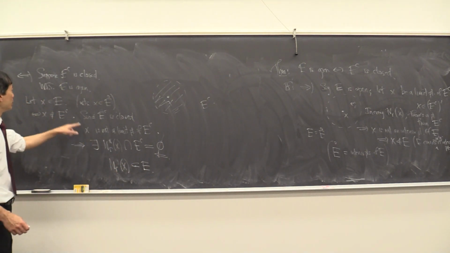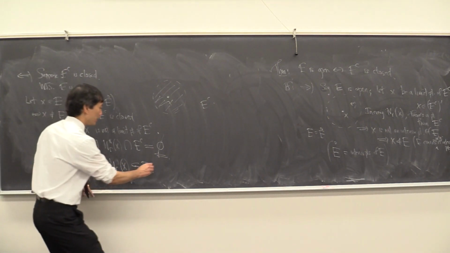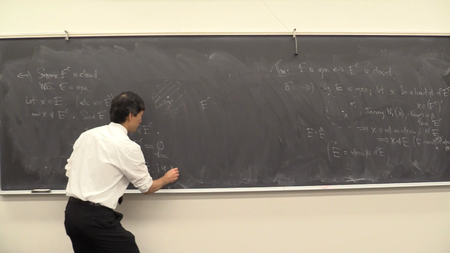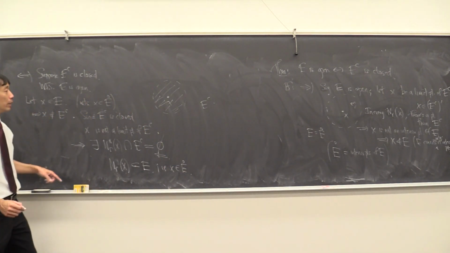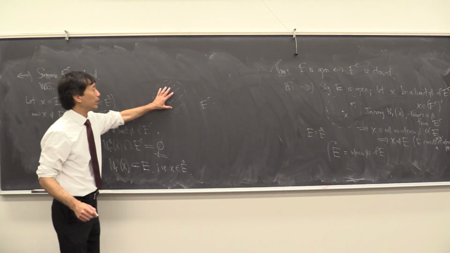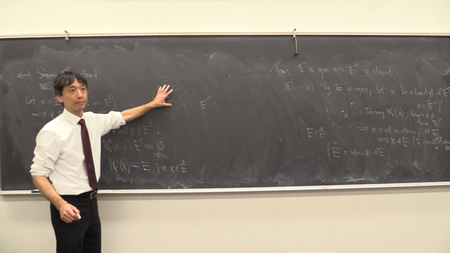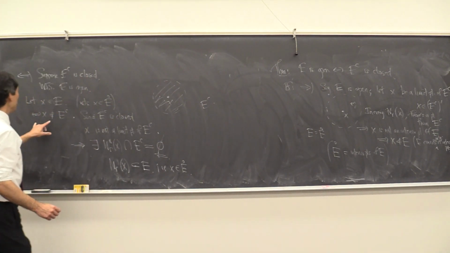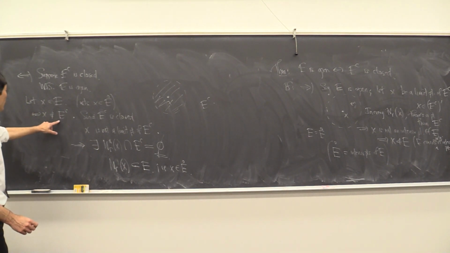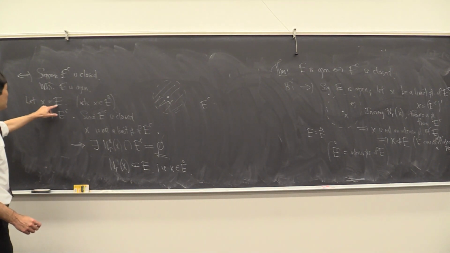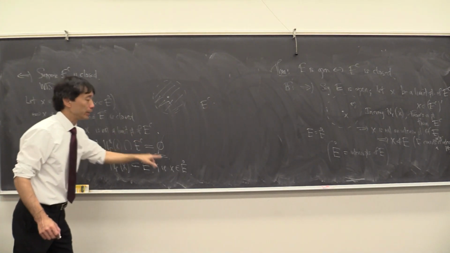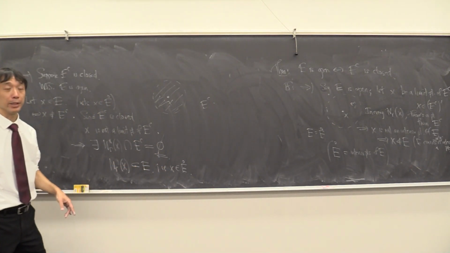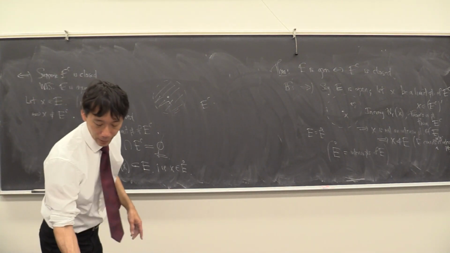And so we found, so what does that mean? That means that X is interior to E, right? Because we found the neighborhood around X that's contained entirely in E. So, okay. X being in E, we wanted to show that X was in the interior, and indeed that's what happens. X is in the interior.